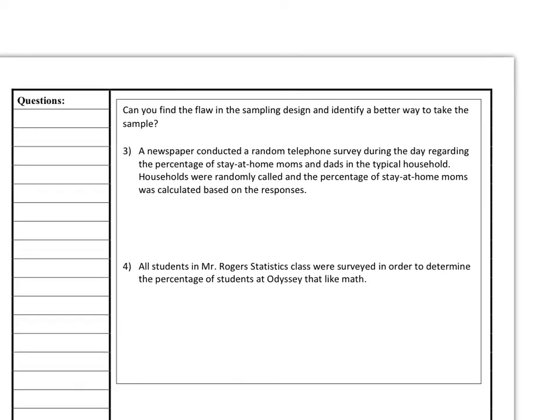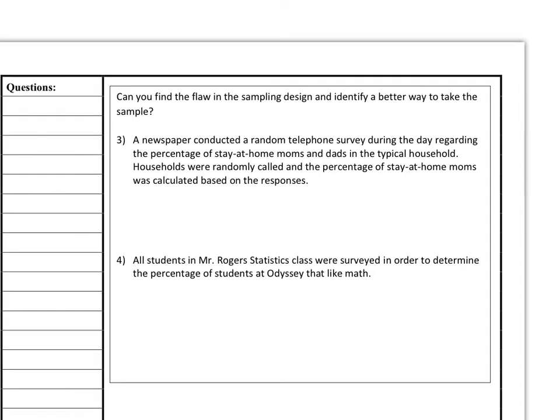So if you flip it over, we'll see some poorly designed surveys or samples. So here we've got this question asking us to find the flaw in the sampling design and identify a better way to take the sample. So in question 3, it says a newspaper conducted a random telephone survey during the day regarding the percentage of stay-at-home moms and dads in the typical household. Households were randomly called, and the percentage of stay-at-home moms was calculated based on the responses. So think about this for a minute. What's the flaw and how can we do it better?